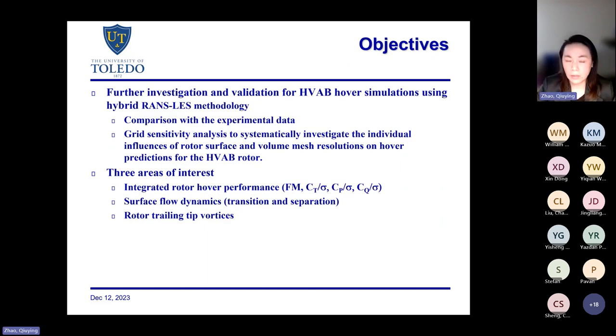Now the objective of our current work is to continue to further investigate and validate the HVAB rotor in Hauer.